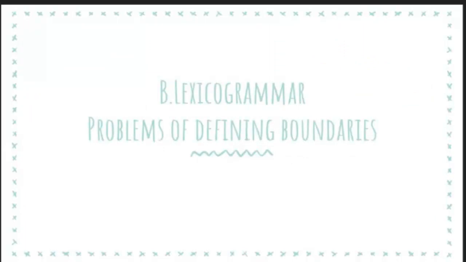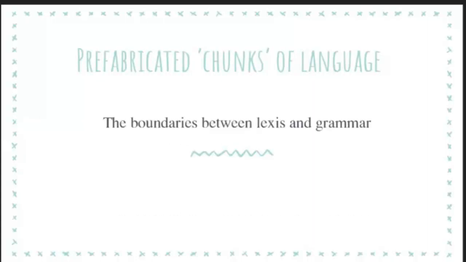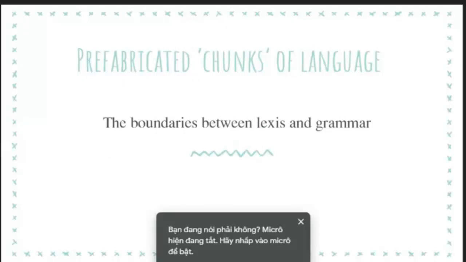There is another more striking example of lexical grammar. The interdependence between lexis and grammar is the prefabrication of language. Prefabricated means to reproduce or reuse chunks of language, in which the boundary between lexis and grammar is quite blurred.